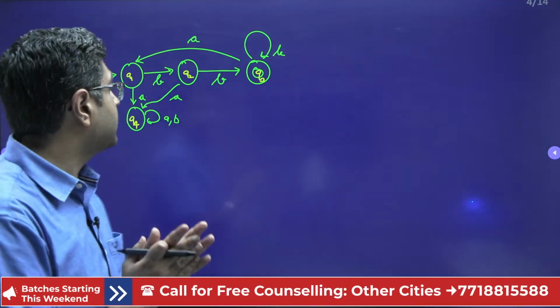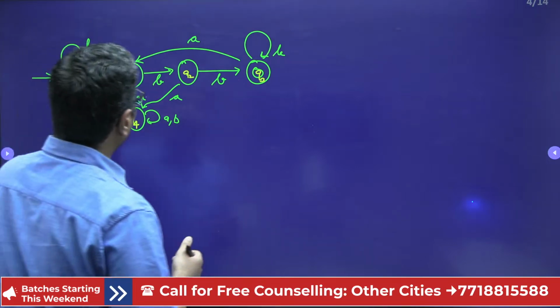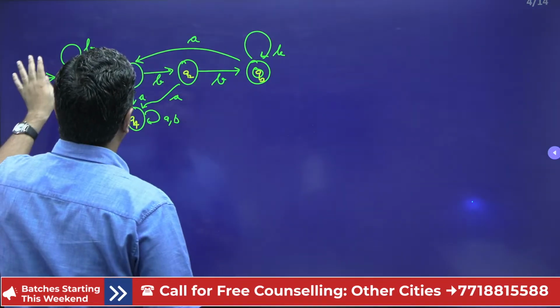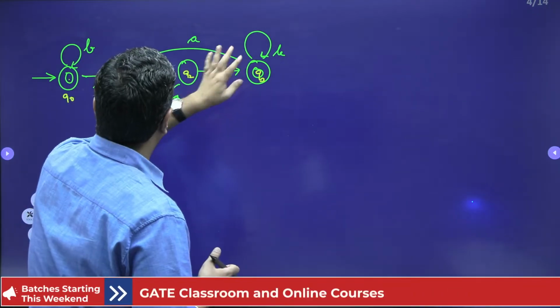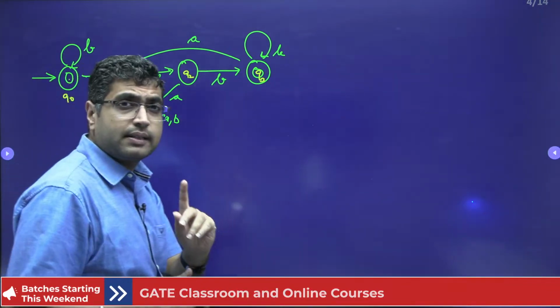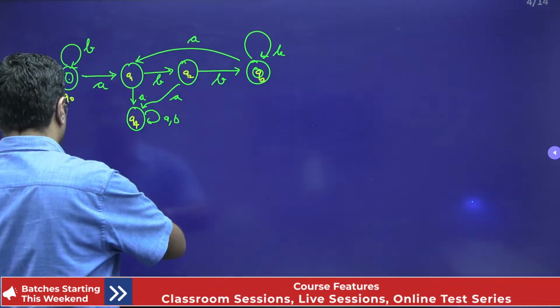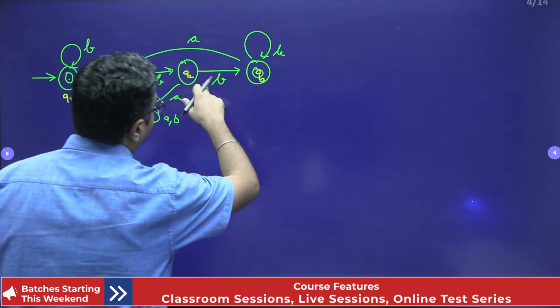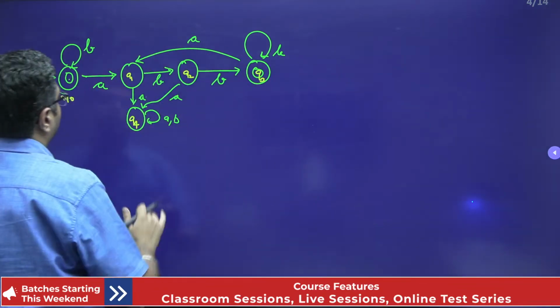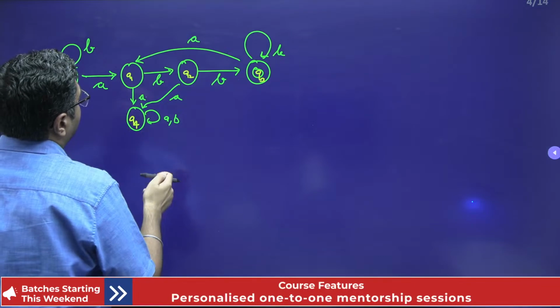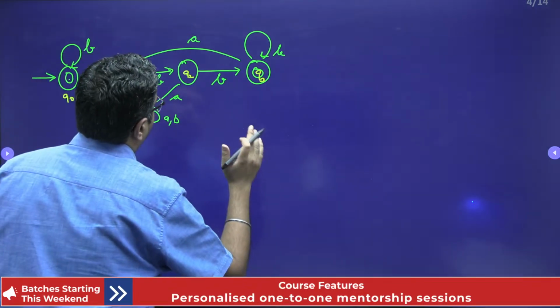But in this example, we see Q0 and Q3 have similar state behavior, because on A both go to Q1, and on B they remain on themselves, which are final states. So let us merge Q0 and Q3, and on B let us directly send Q2 to Q0. So this is how we will get the new DFA.